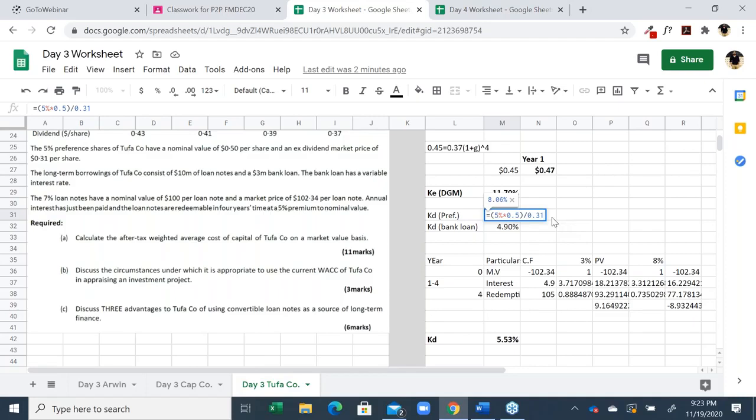What's wrong with the cost of debt of preference shares formula, AXA? Is there anything wrong with this?